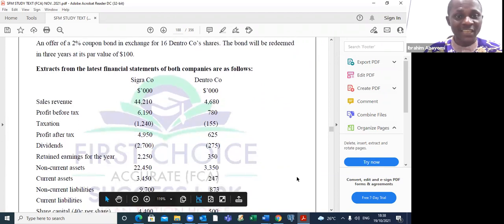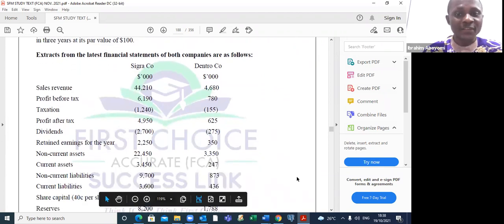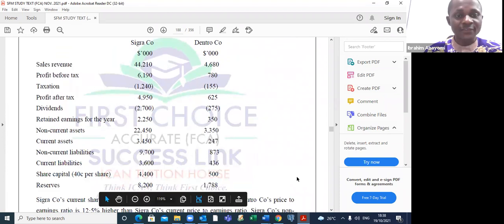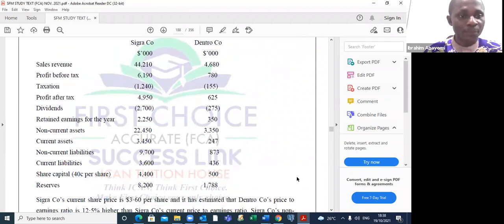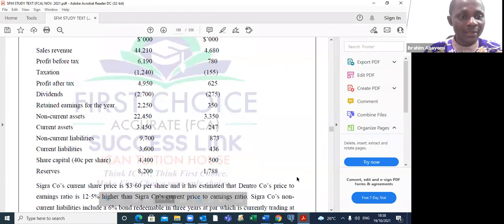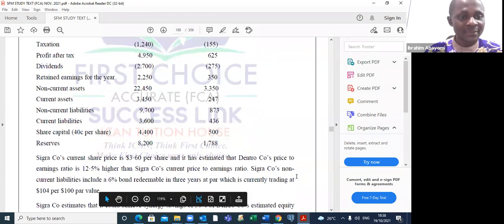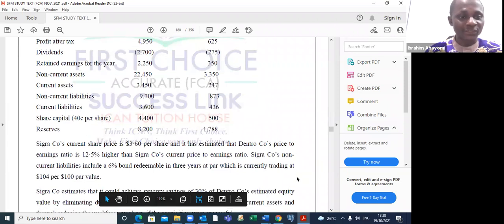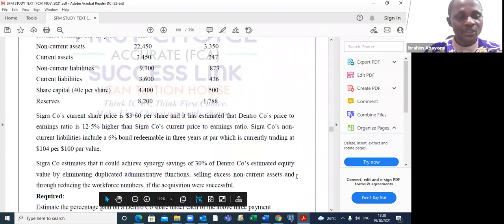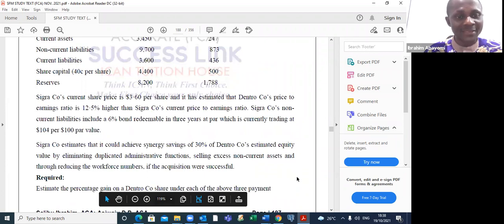Extracts from the latest financial statements of both companies are as follows: sales revenue, profit before tax, taxation, profit after tax, dividend, retained earnings for the year, non-current assets, current assets, non-current liabilities, current liabilities, share capital of 40 cents per share, reserves. Sigraco's current share price is 3.6.